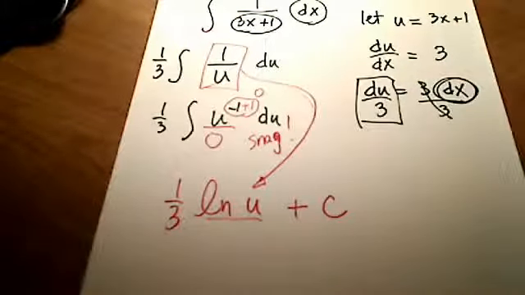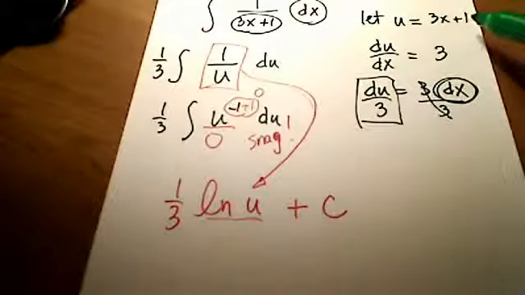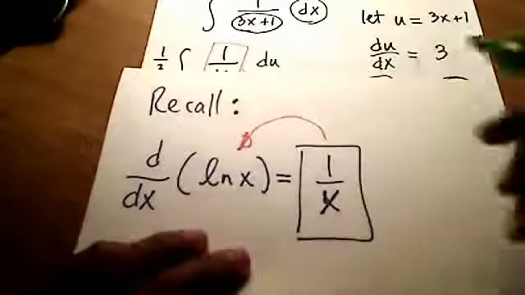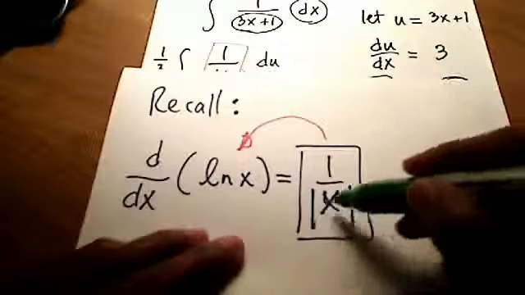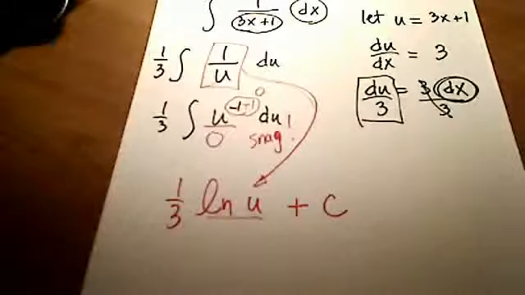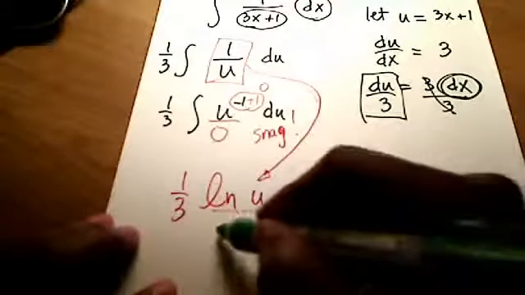I'm almost done, but there's one more thing. We don't want our answer in terms of u. We want our answer in terms of x. So I'm going to put back in place of u my 3x plus 1. But since the natural log is always of the absolute value of that quantity, and I probably should have done this over in our recall, I'll write it like this on my paper, or maybe on your homework paper.